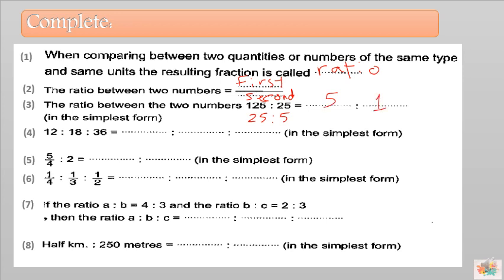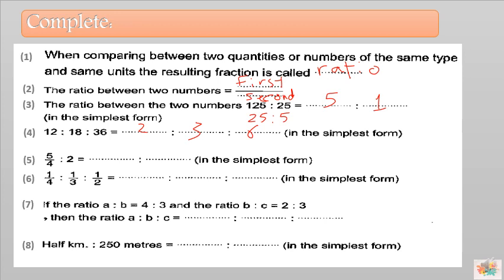The next: 12 to 18 to 36 equals what? We start first by dividing by 6. So 12 divided by 6 equals 2, 18 divided by 6 equals 3, and 36 divided by 6 equals 6.